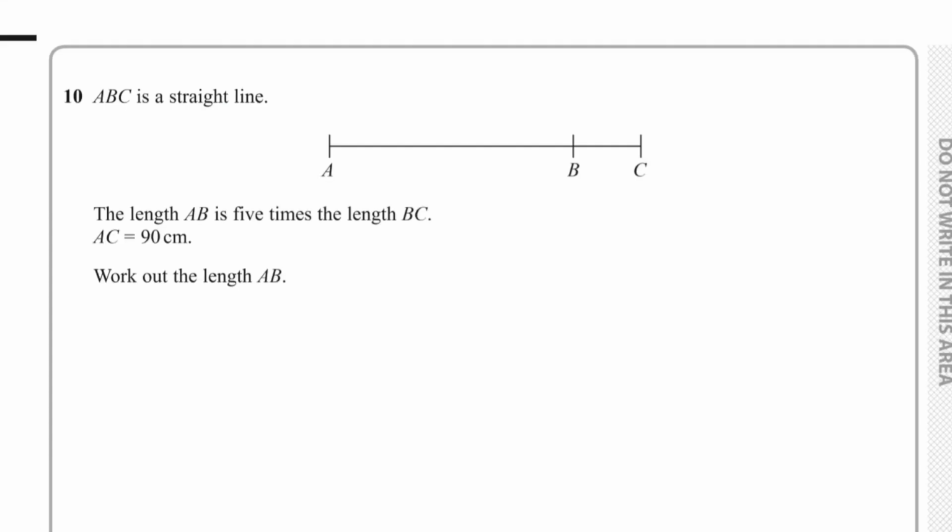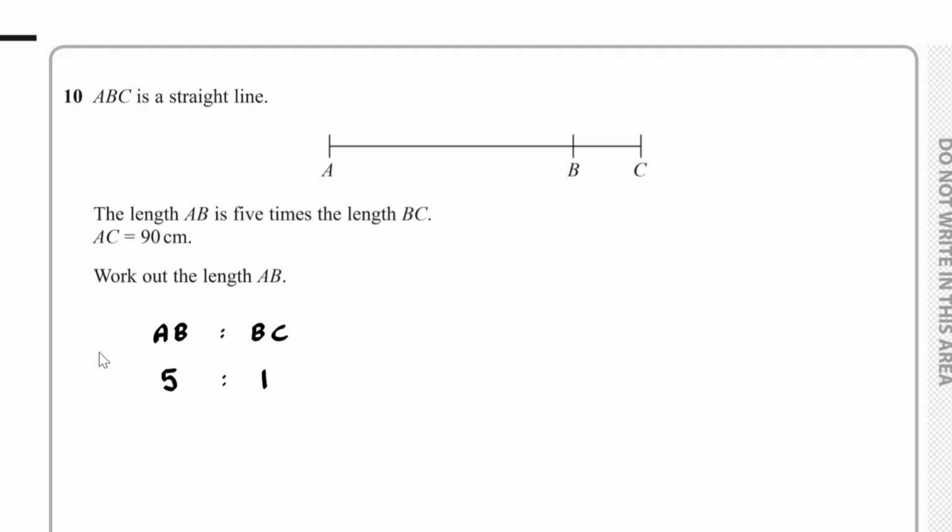Question number 10. ABC is a straight line, and the length AB is 5 times the length BC. AC is 90 centimeters. We have to work out the length of AB. So if we know that in total AC is 90 centimeters, and we know that AB is 5 times the length of BC, that means the ratio of AB to BC will equal 5:1.